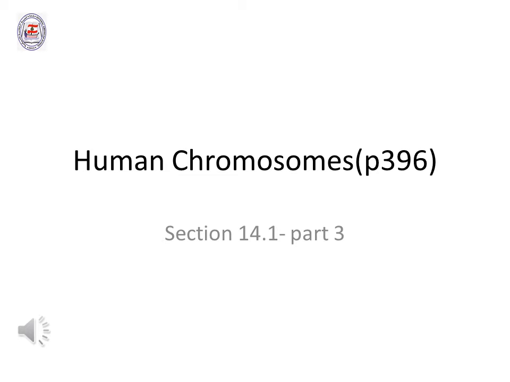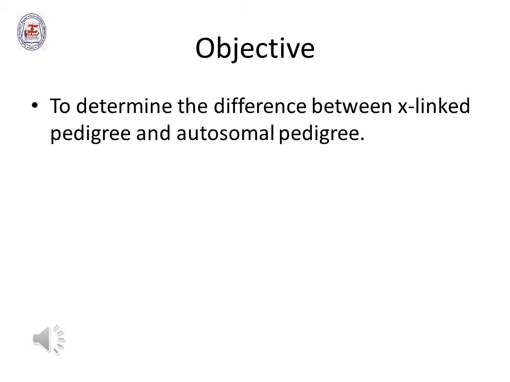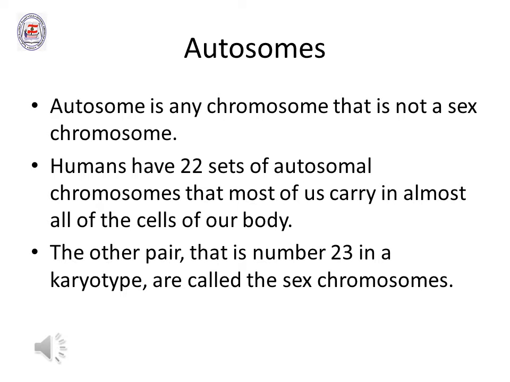This is part 3. The objective of this part of the section is to determine the difference between X-linked pedigree and autosomal pedigree. We have mentioned earlier in the previous video that sex chromosomes, specifically chromosome number 23, are represented by XX or XY. So, what are autosomes? Autosomes are any chromosomes that are not sex chromosomes.